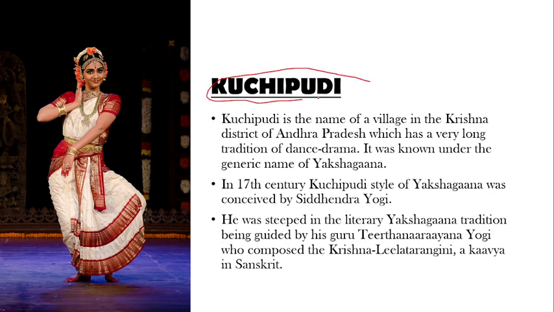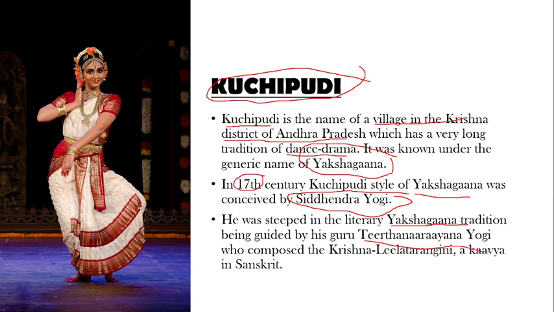Next dance form is Kuchipudi. Kuchipudi is actually the name of a village in the Krishna district of Andhra Pradesh, which has a very long tradition of dance and drama. It was known under the generic name of Yakshagana. The 17th century Kuchipudi style of Yakshagana was conceived by Siddhendra Yogi. He was steeped in the literary Yakshagana tradition, being guided by his guru Tirtha Narayana Yogi, who composed the Krishna Leela Tarangini, a kavya in Sanskrit.